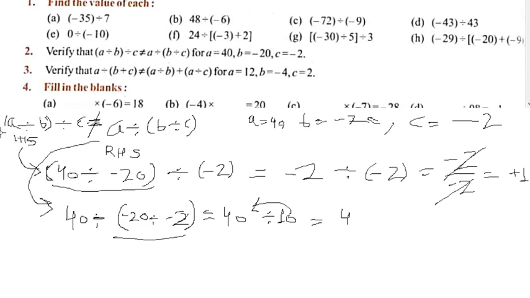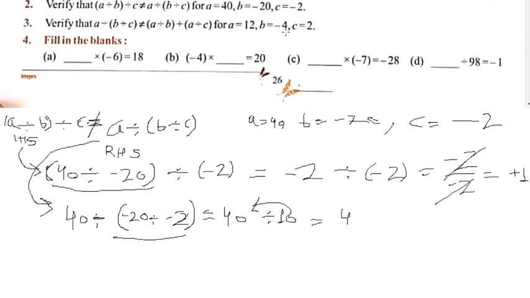I hope you understand this problem. Now next, fill in the blanks. What do you write here? See, from minus 6 you want to get 18, which is positive. Okay, how can you get positive? You have to take the same sign on the left side also. Same sign means we have to take a minus value. Okay, minus into minus we will get plus.